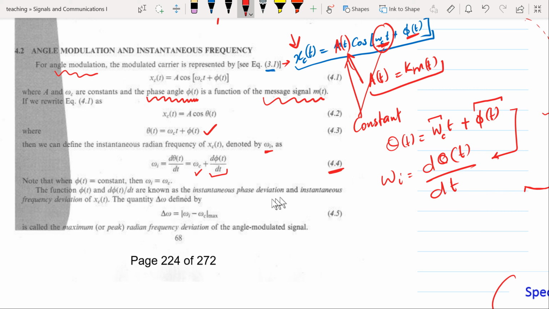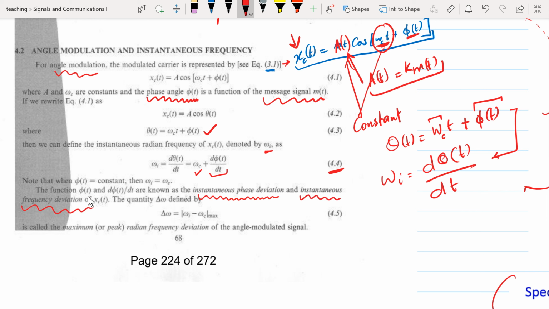We're saying that when phi of t is constant, then the instantaneous radian frequency will be given by the angular frequency of the carrier. And then we see two terms here that are worth mention. The first one is phi of t, and the other one is the first derivative of phi of t with respect to time. We refer to phi of t as the instantaneous phase deviation, and the first derivative with respect to time, we refer to as the instantaneous frequency deviation of our carrier signal.